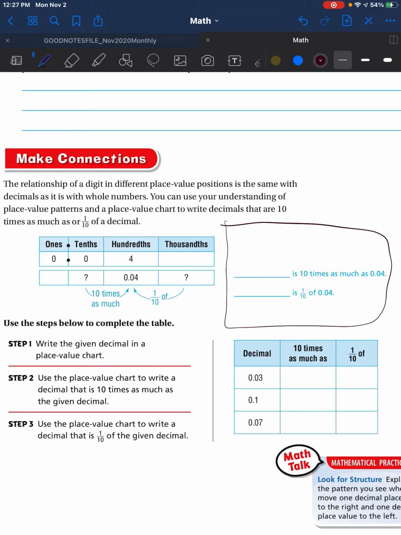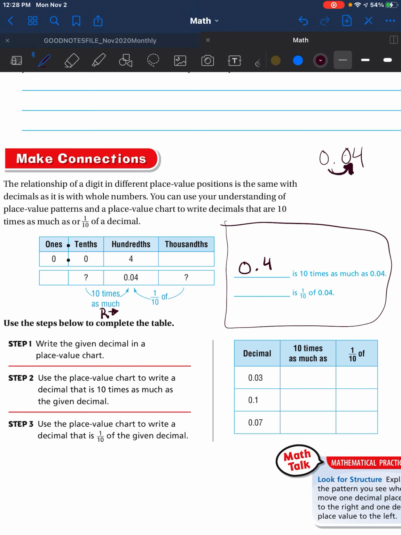So what you do is you take your decimal, and I'm going to do it right up here, and you write down 0.04. To find something that's 10 times bigger than that, we are going to move our decimal to the right one place. When we move one place, remember with decimals, the closer to the decimal, the bigger the number. The farther from the decimal, the smaller the number. So now our new answer would be 0.4 because we moved our decimal over here.